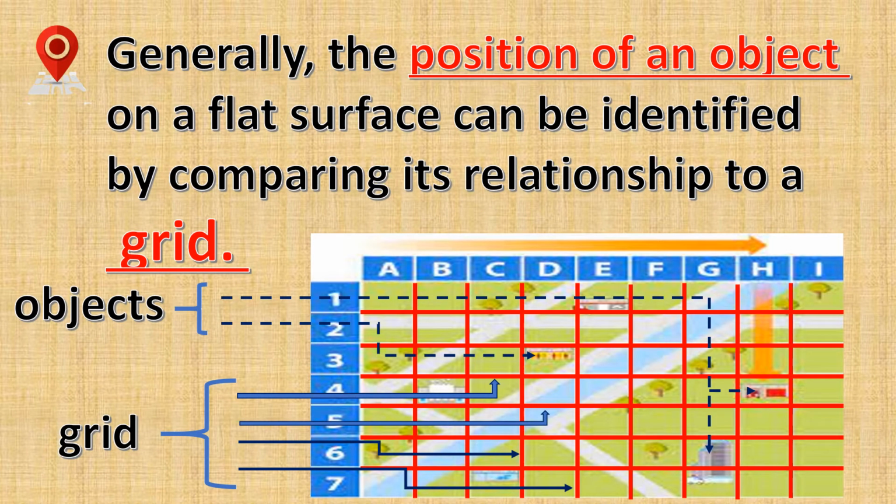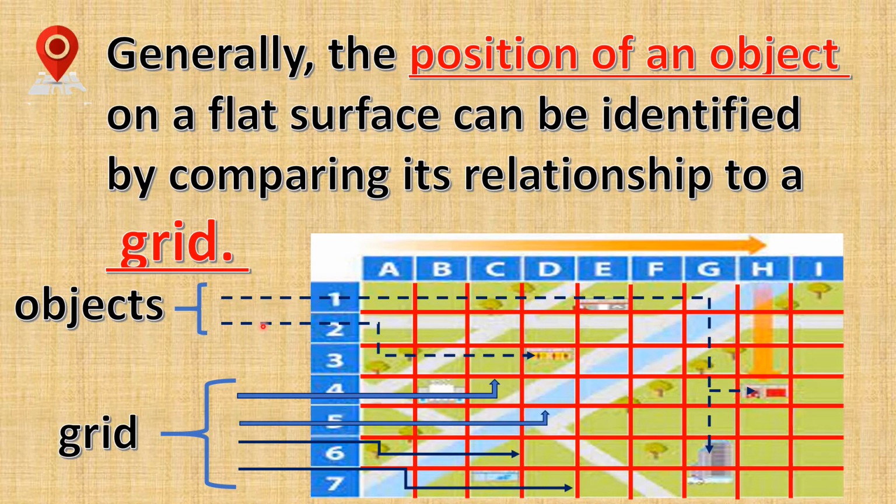Okay, so let us go now to our main topic. The main topic that we'll have is about the position of an object. Generally, the position of an object on a flat surface can be identified by comparing its relationship to a grid. So if these are the objects, I have drawn here a dotted line. These are some of the objects. These are buildings. So these are what you call your objects.